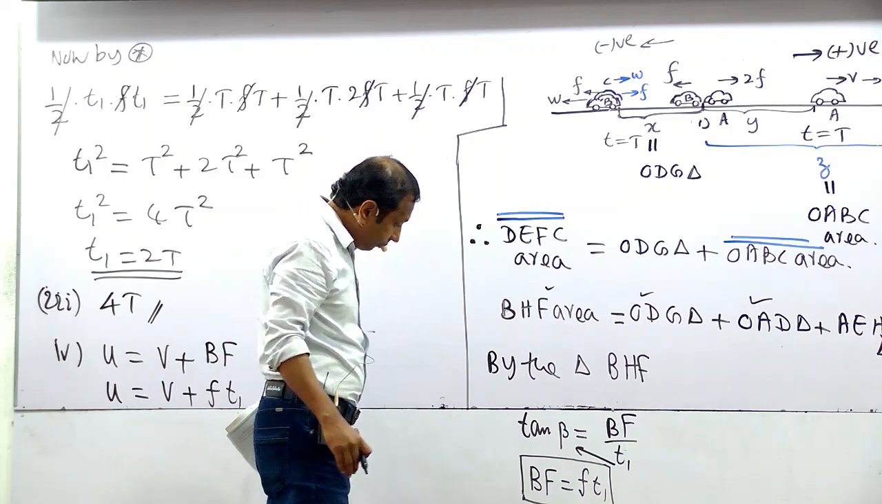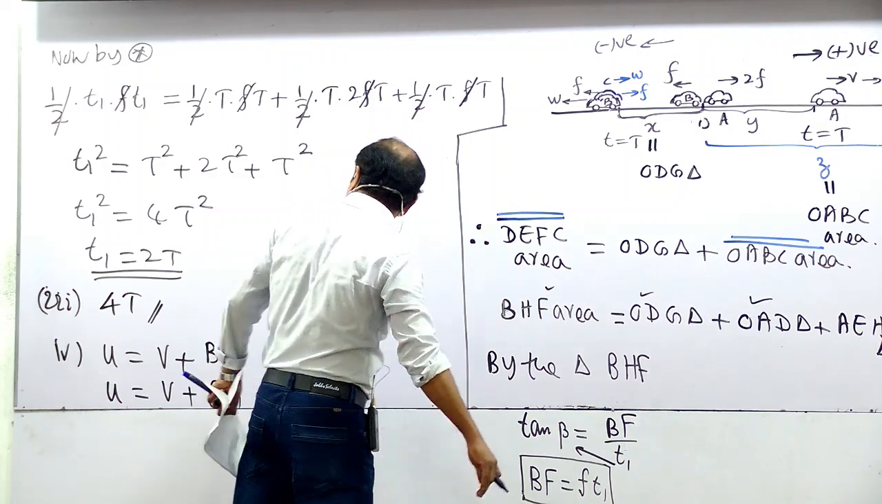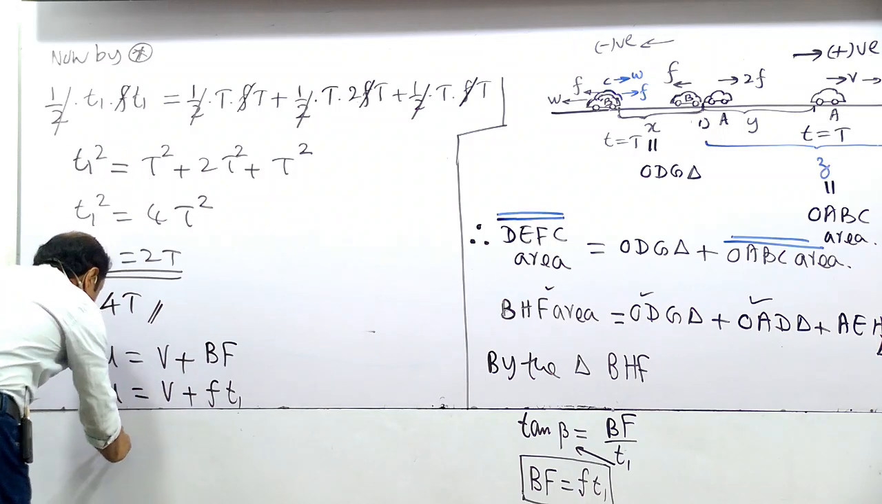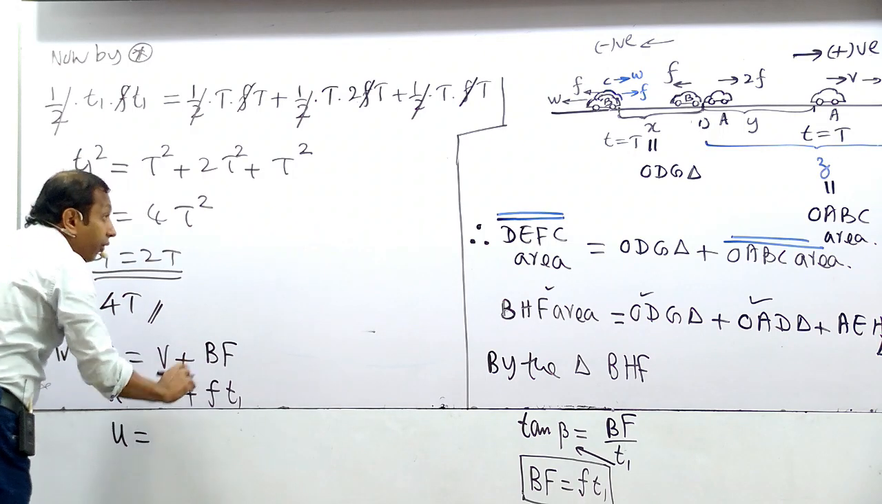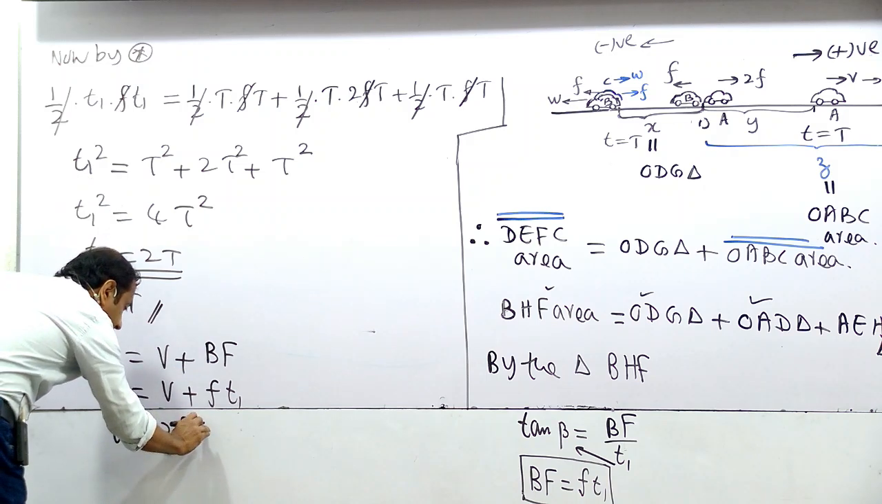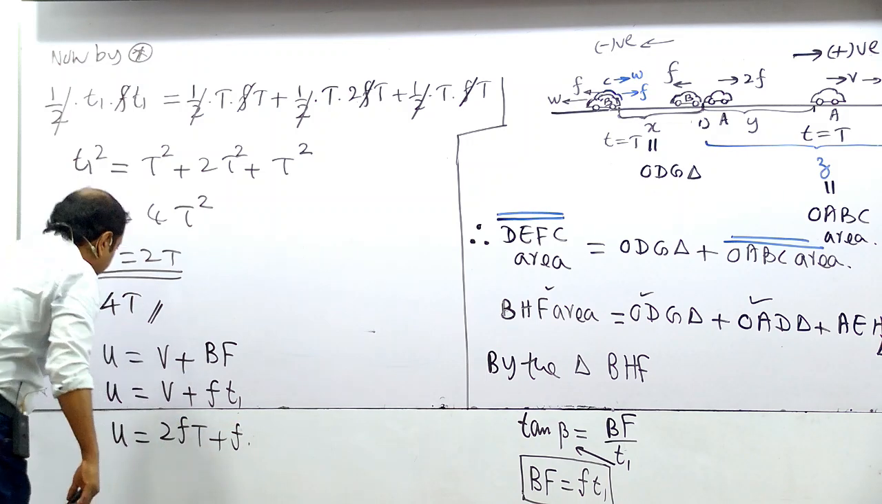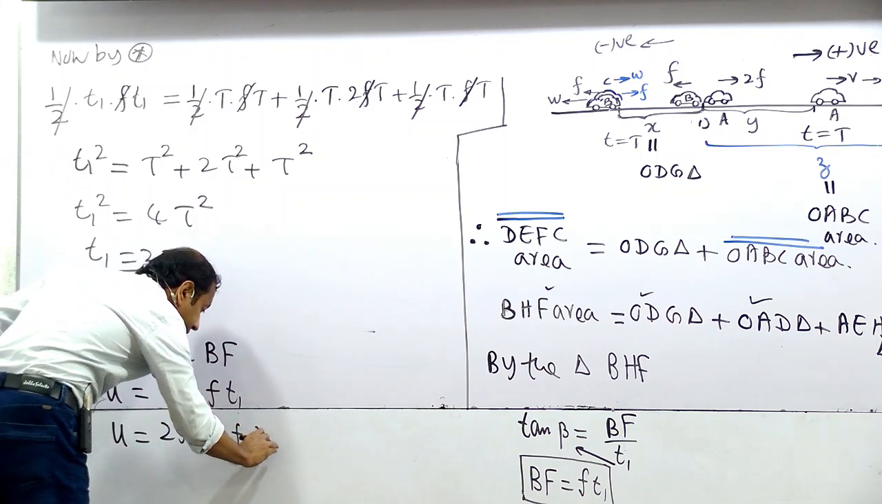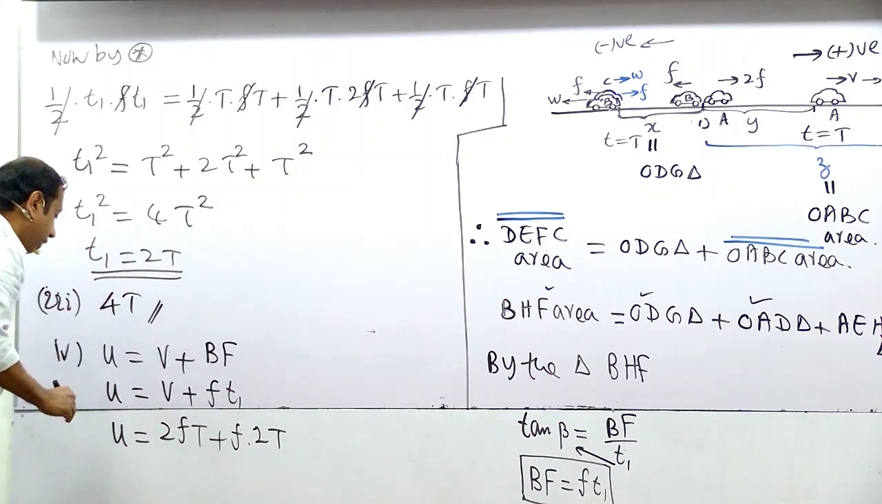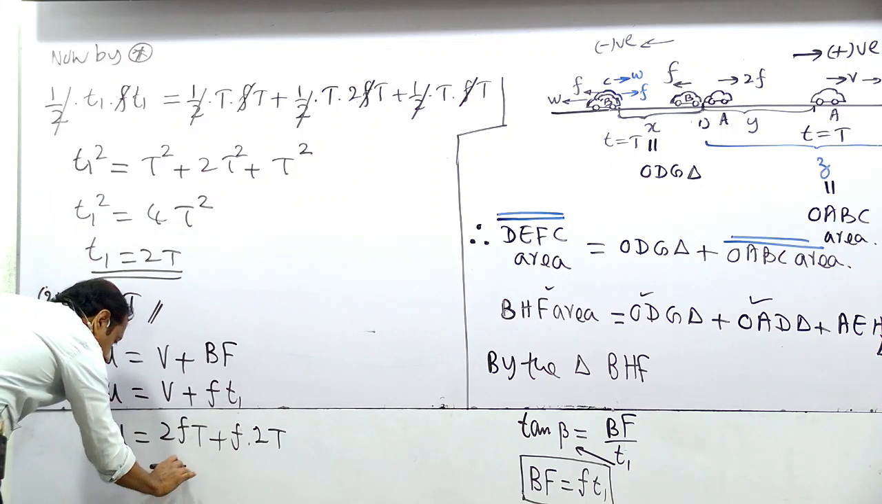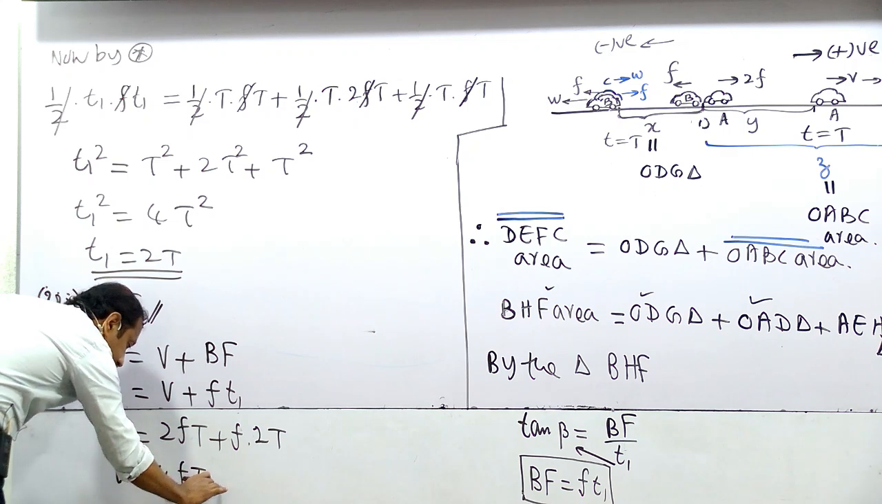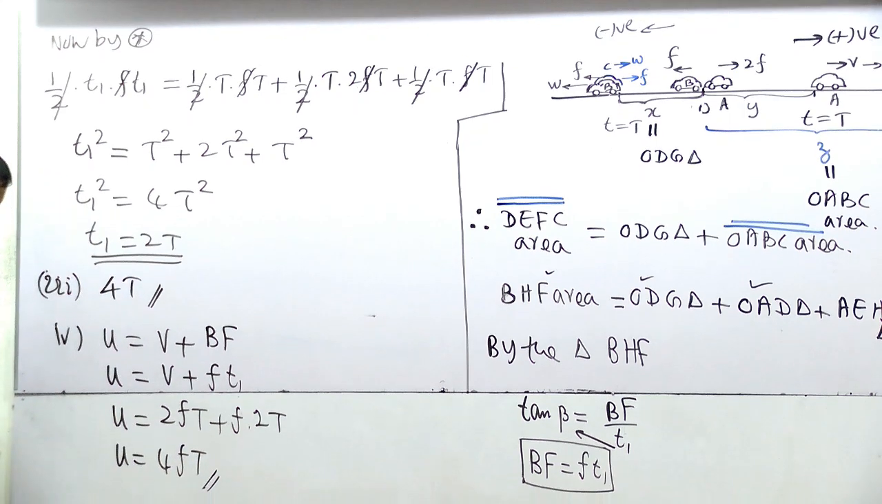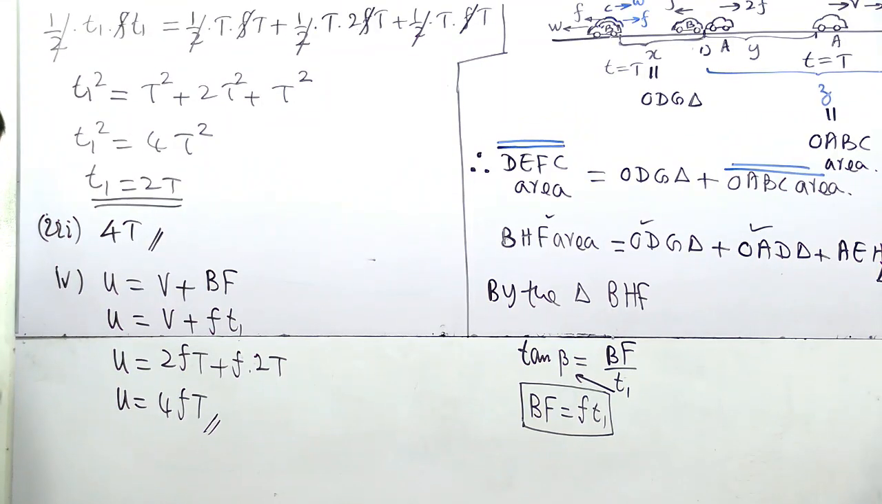Right. T1, just now we found 2t. U equals V, we found 2ft, ft1, 2t. Right. What do you get? U equals 4ft. This is the fourth one. Now the fifth one.